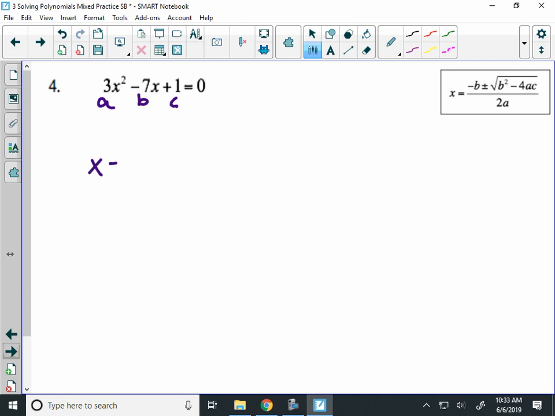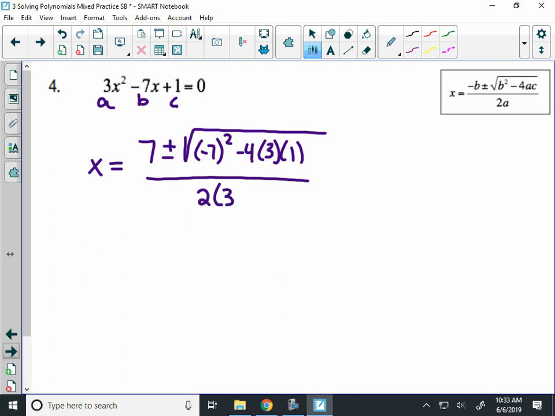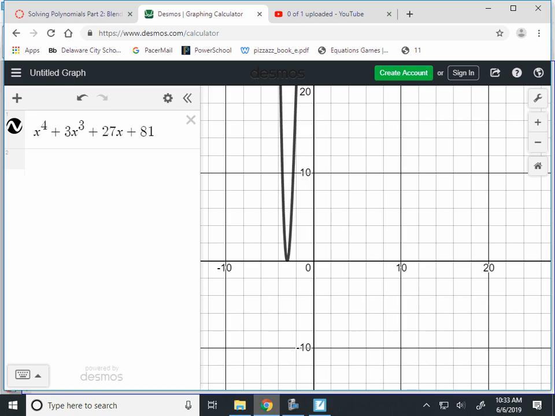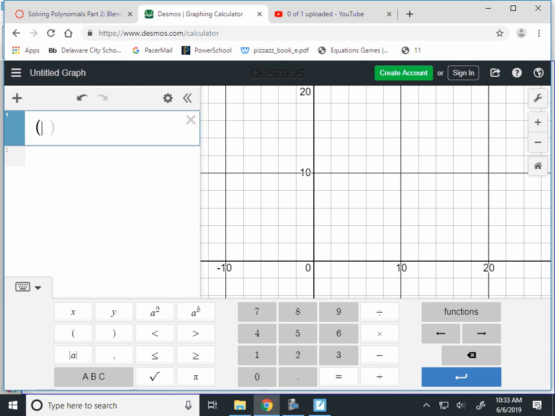For the quadratic formula, I take the opposite of b, plus or minus the square root of b in parentheses squared, minus 4ac, all over 2a. Now I'm going to take Desmos, and I'm going to simplify the radicand, what's under the radical here. So what I have is negative 7 squared minus 4 times a times c. And I get 37.